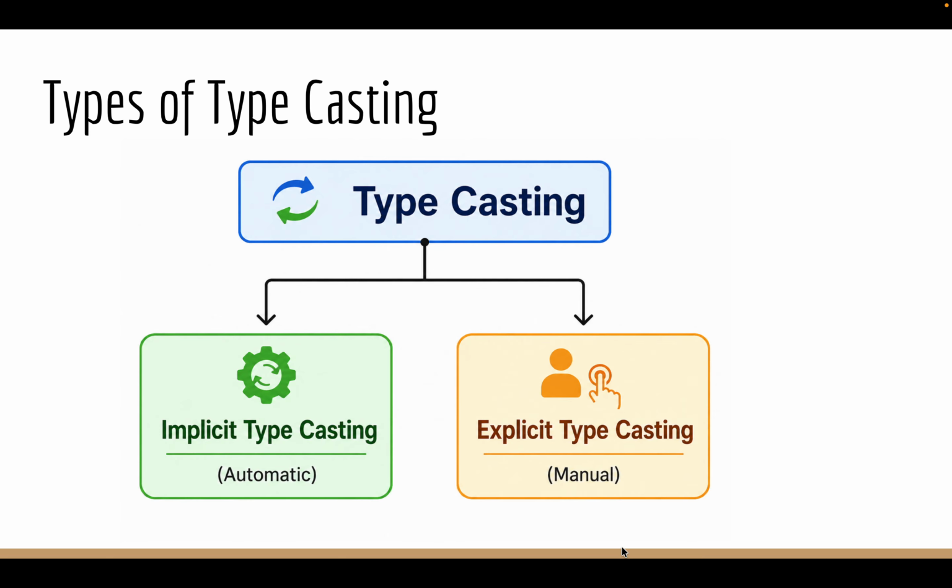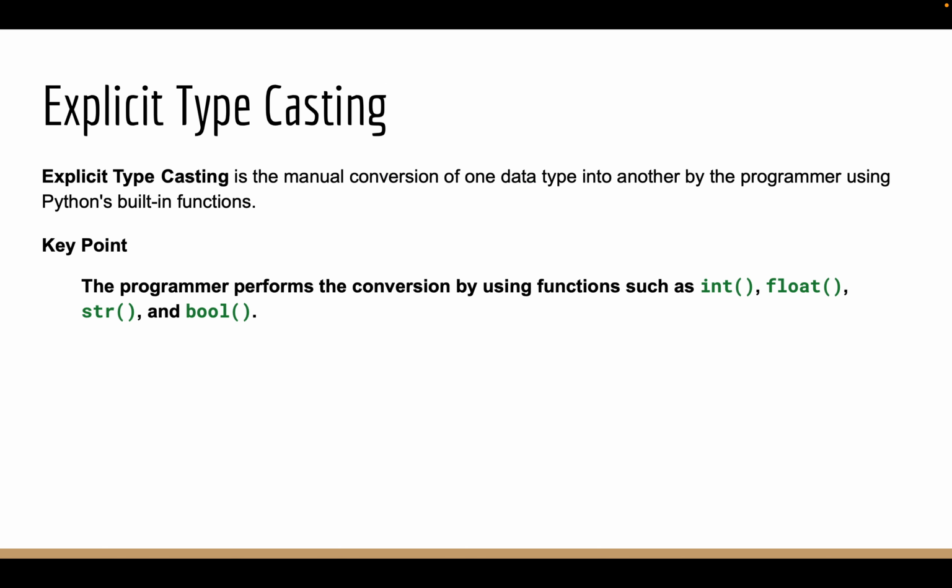Moving on to types of typecasting, there are two types, implicit and explicit typecasting. In implicit typecasting, the conversion from one data type to another takes place automatically without us providing code to convert it. While in explicit typecasting, we have to provide code manually to convert from one data type to another. So moving on to explicit typecasting in detail. It's the manual conversion of one data type into another by using Python's inbuilt functions. We have int(), float(), str(), and bool() functions to perform these conversions.